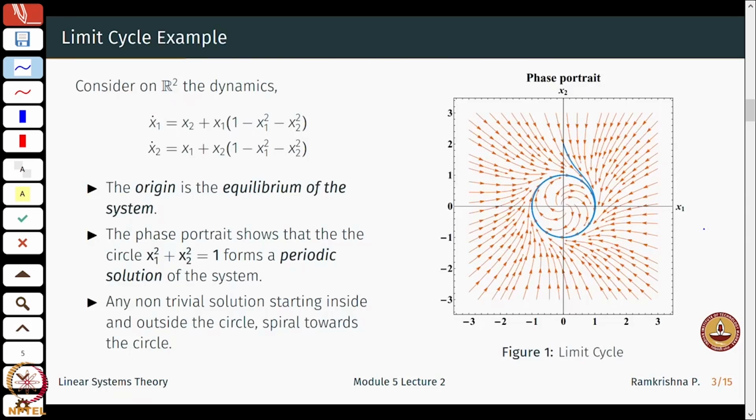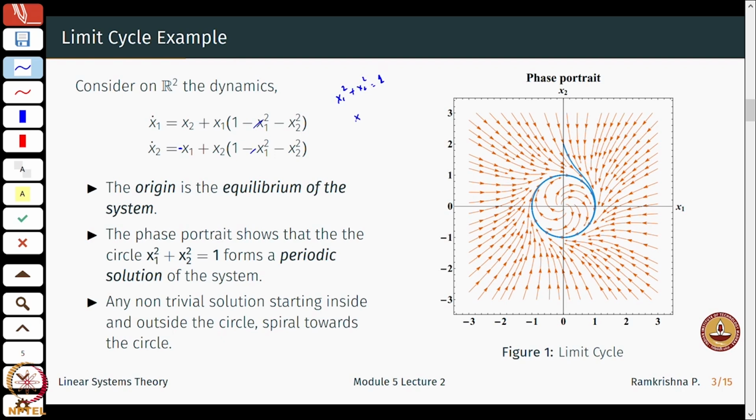Okay, so I have this dynamics on R2. I think there should be a minus here. Sorry for the typo. So, on R2 I have the dynamics x1 dot is x2 plus x1 times (1 minus x1 square minus x2 square), and similarly for x2 dot. What is interesting to see here is the following: when x1 square plus x2 square is 1, these two terms go away.